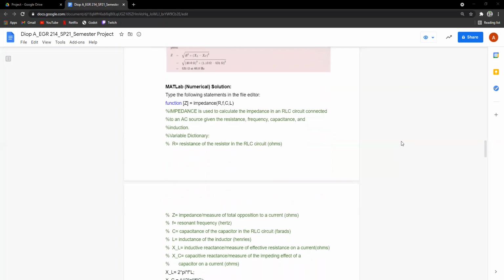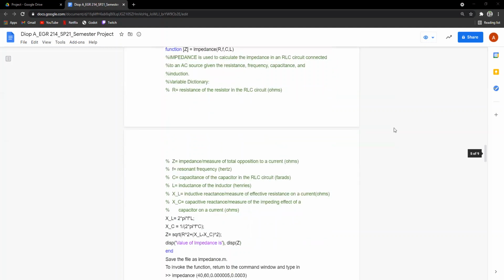To make this simpler, I formed a function in MATLAB. This function solves for impedance using your resistance, frequency, capacitance, and inductance. Just for notes, that is also re-explained with the variable dictionary to help you understand a little bit more about what those variables are and what the values should look like.